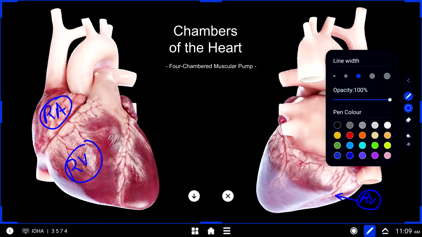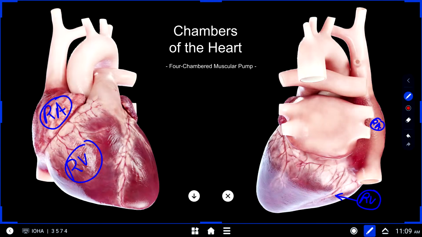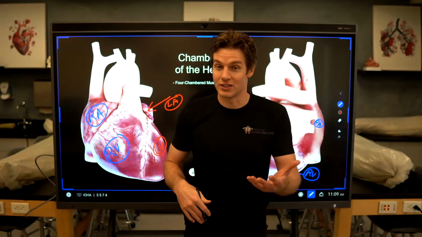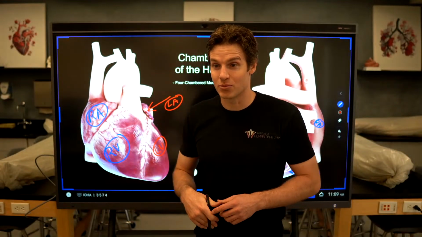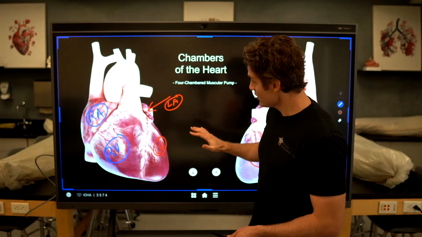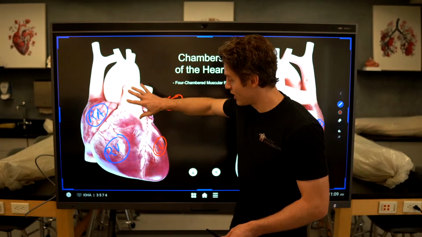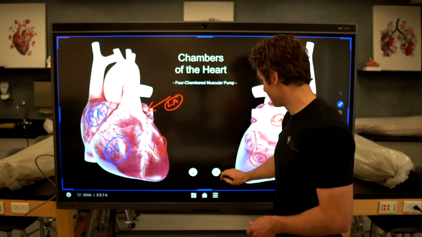Now I'm going to change the color to red here because the other side of the heart's going to be dealing with oxygenated blood. So I'll draw an arrow to the piece of the left atrium that we can see on this anterior view. And then here we've got the left ventricle right there. But on the other side, you can see a big chunk of the left atrium here and then left ventricle here. Again, we've done those colors specifically because we're going to be dealing with oxygenated versus deoxygenated blood. And so what we'll start with is the atrial chambers, our receiving chambers, and then move down into our ventricles here.